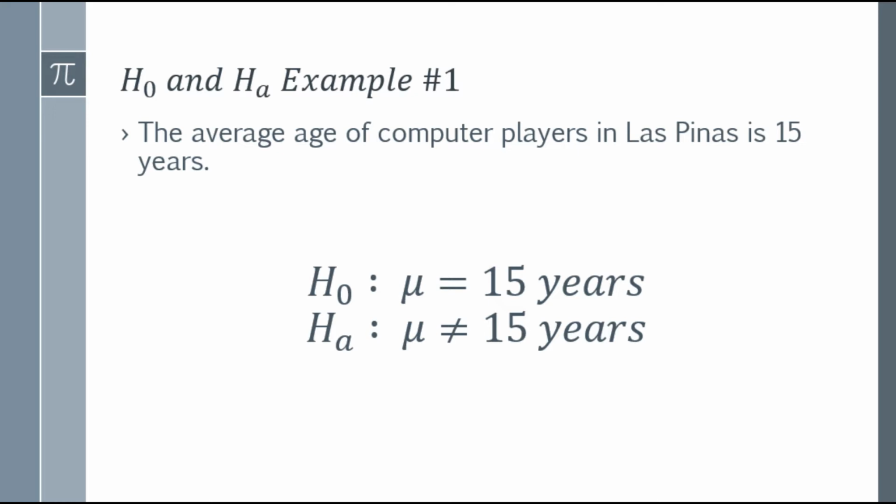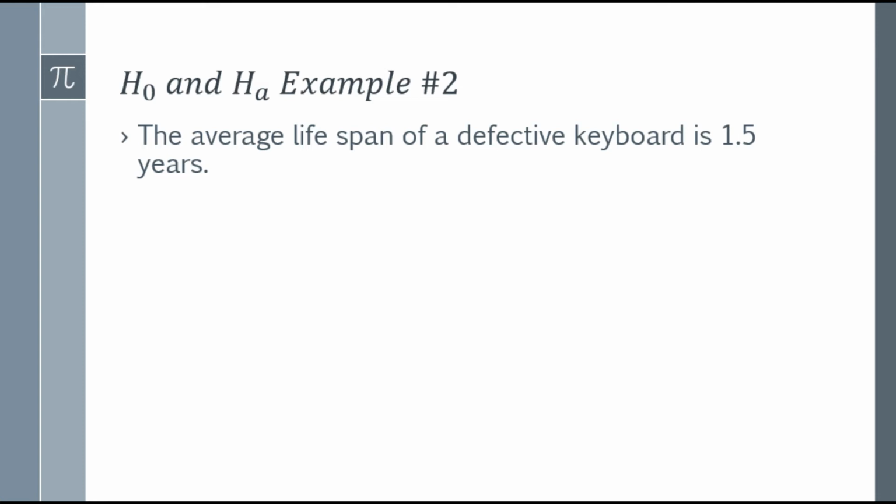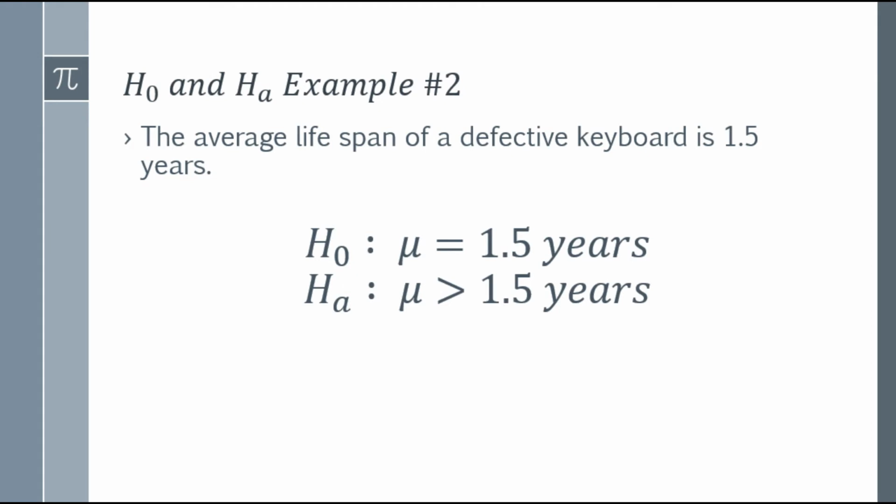How about example number 2? The average lifespan of a defective keyboard is 1.5 years. Right, defective. And so here's the answer. Null hypothesis natin will be 1.5. So yung average daw ay 1.5 years. At ang alternative is greater than 1.5 years.